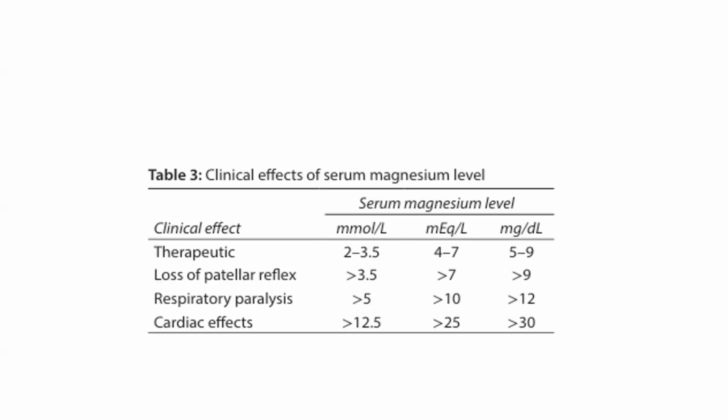Now, the clinical effect of the serum magnesium. Therapeutic effect is between the serum magnesium level of 2 to 3.5. If the serum magnesium level is more than 3.5, then there will be loss of plantar reflex. If the serum magnesium level is more than 5, then there is respiratory paralysis. If serum magnesium level is more than 12.5, then it has cardiac effect.